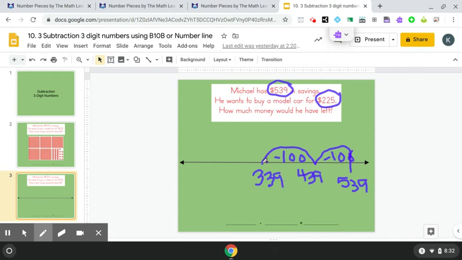And I need to take away two tens. So my first 10 that I take away, I label my jump. And you have to be careful now because we're working in the tens place. So what's 10 less than 339? We change this tens place to 10 less, so that would be 329.